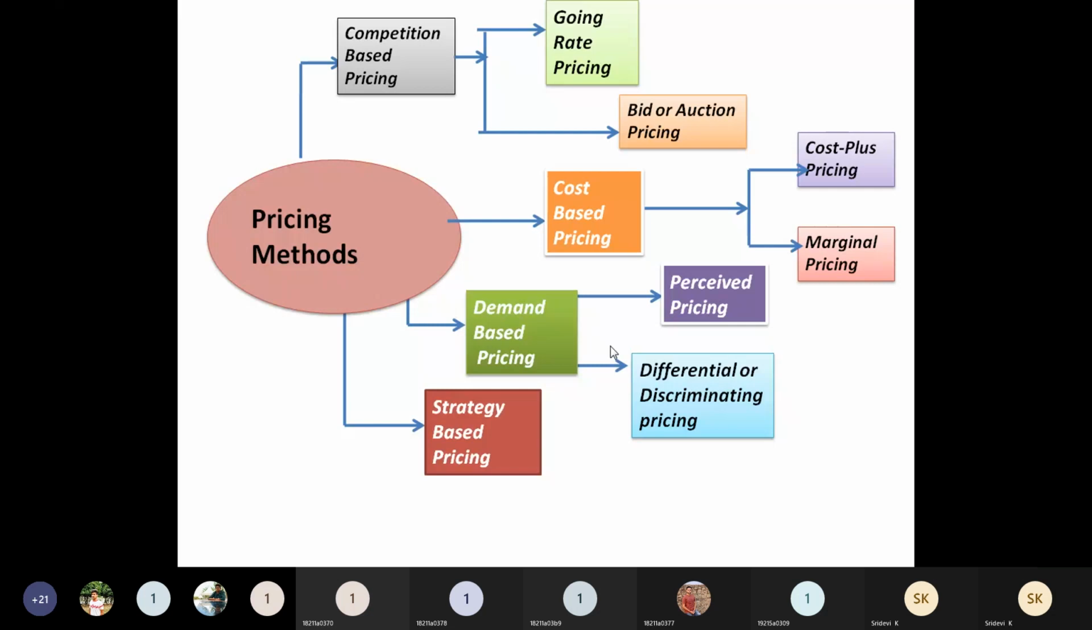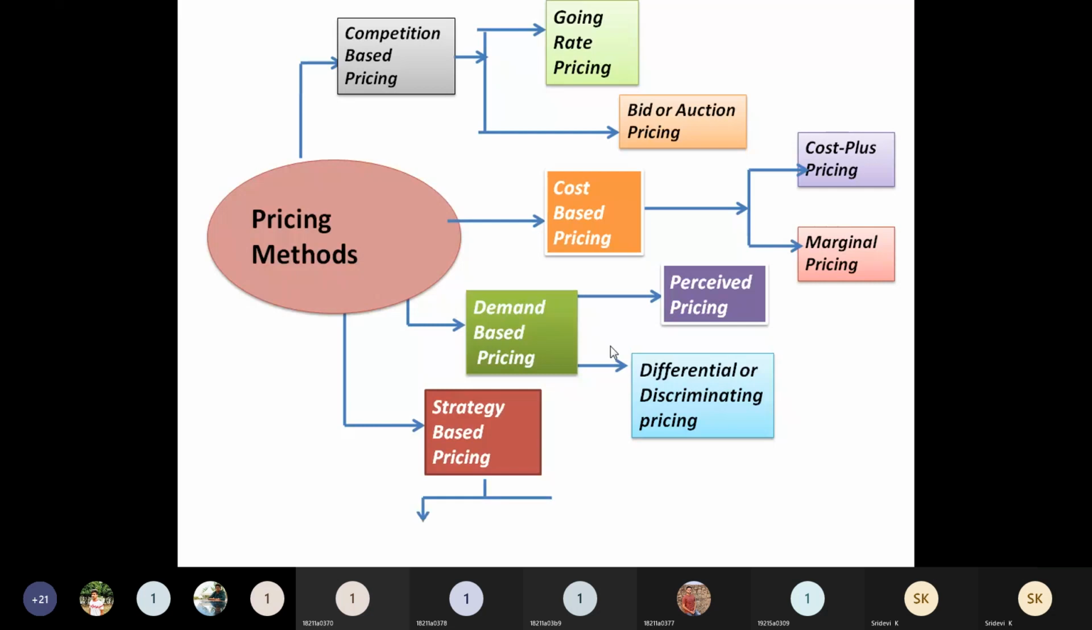This much profit we require, this much fixed cost we are incurring, this much variable cost we are incurring. So what should be the selling price? You can pick out the selling price. If you fix the price that way, that comes under marginal pricing. We can also call it break-even pricing.